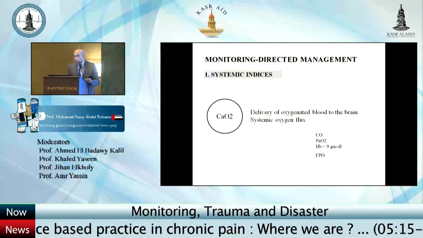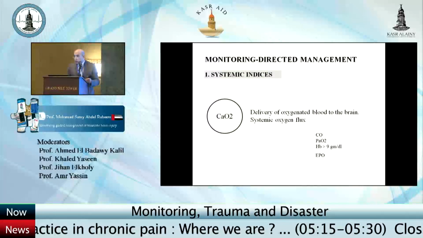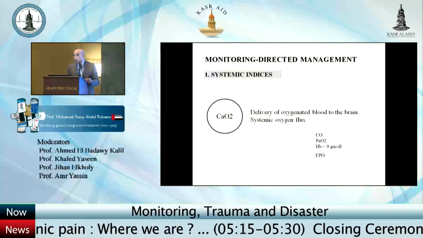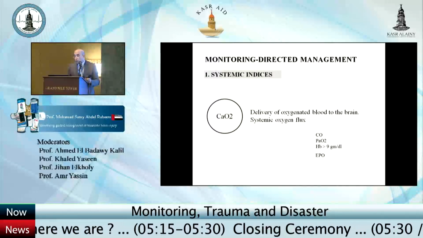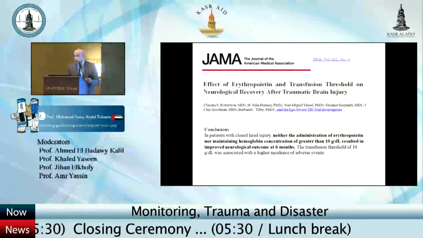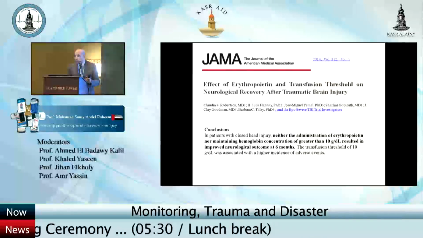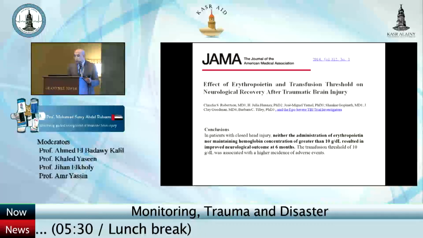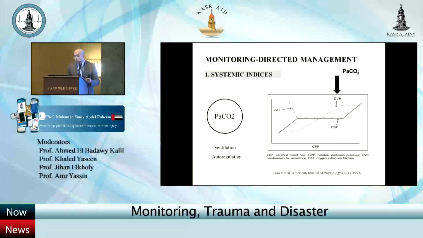And this, we all know, depends on cardiac output, arterial oxygen tension, and hemoglobin. Erythropoietin has also been used to improve oxygen delivery. However, this study in JAMA in 2014 showed that neither the administration of erythropoietin nor maintaining hemoglobin concentration greater than 10 resulted in improved neurological outcome.